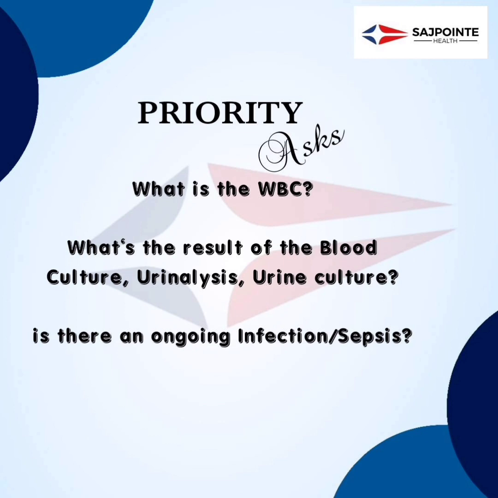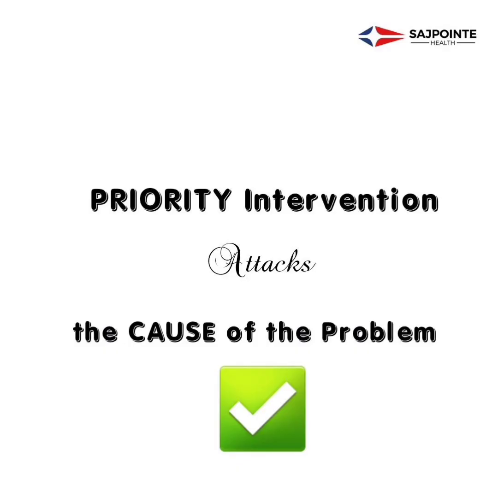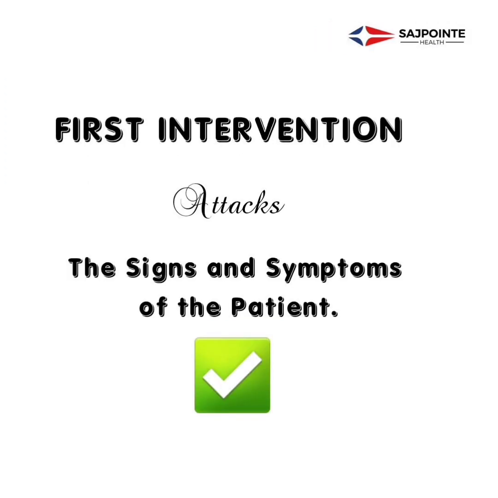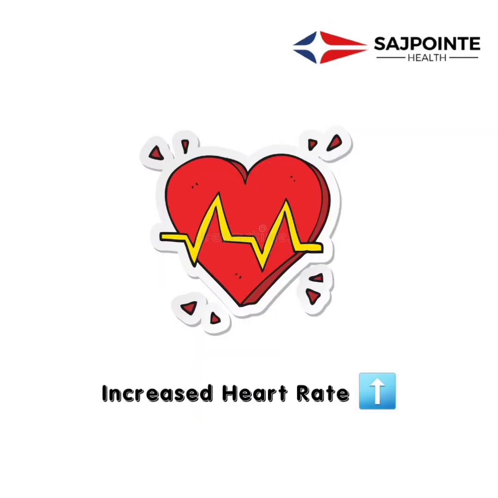All this is trying to check what the cause of that fever is. It's tackling the root of the problem, the root cause of the problem. That's what the priority intervention goes for. And that's all that matters to priority intervention. That's why it's the most important. It tackles the cause, the reason why this patient is having a sign and symptom that the first intervention only cares about.